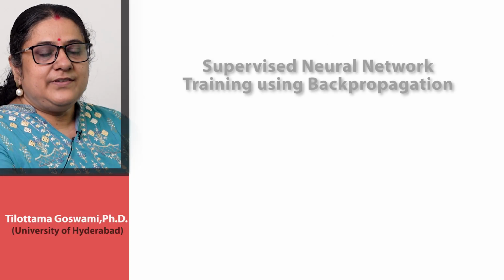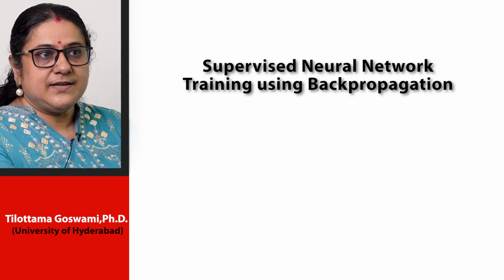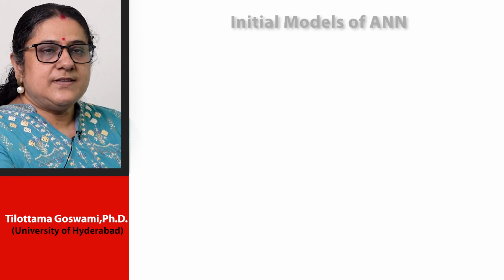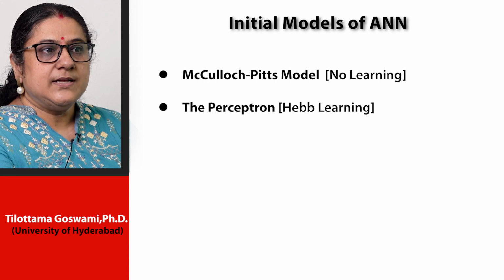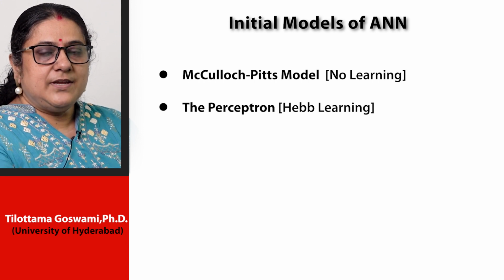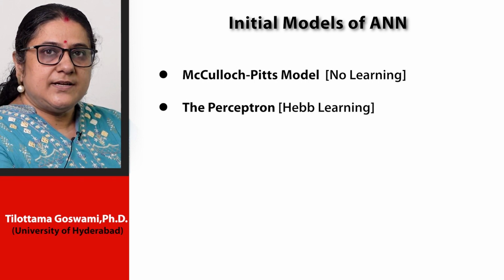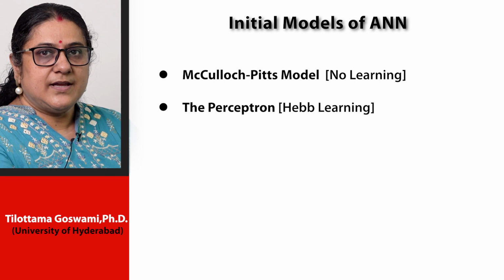In this video, we will learn about machine learning, where the artificial neural network, the supervised one, how the training happens using back propagation. The initial models of the artificial neural network like the McCulloch-Pitts model and the perceptron had very minimal learning. The McCulloch-Pitts model didn't have any learning at all. The perceptron learning is called Hebb learning.